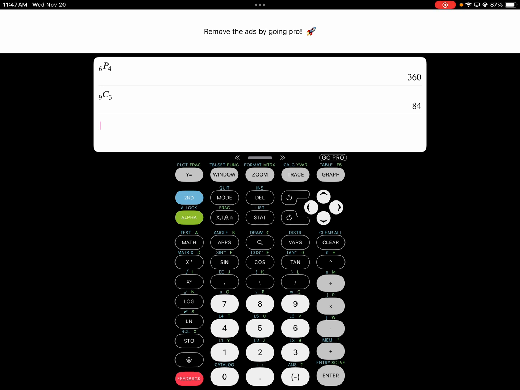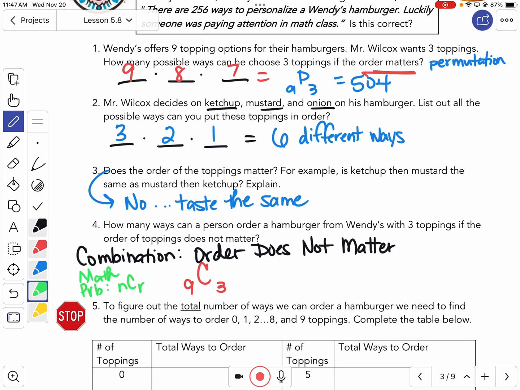Okay, so nCr, and James, yours would be just like yesterday. Put the 9, then the probability, then the other. Okay, so we would have 84 ways that we could order a burger.